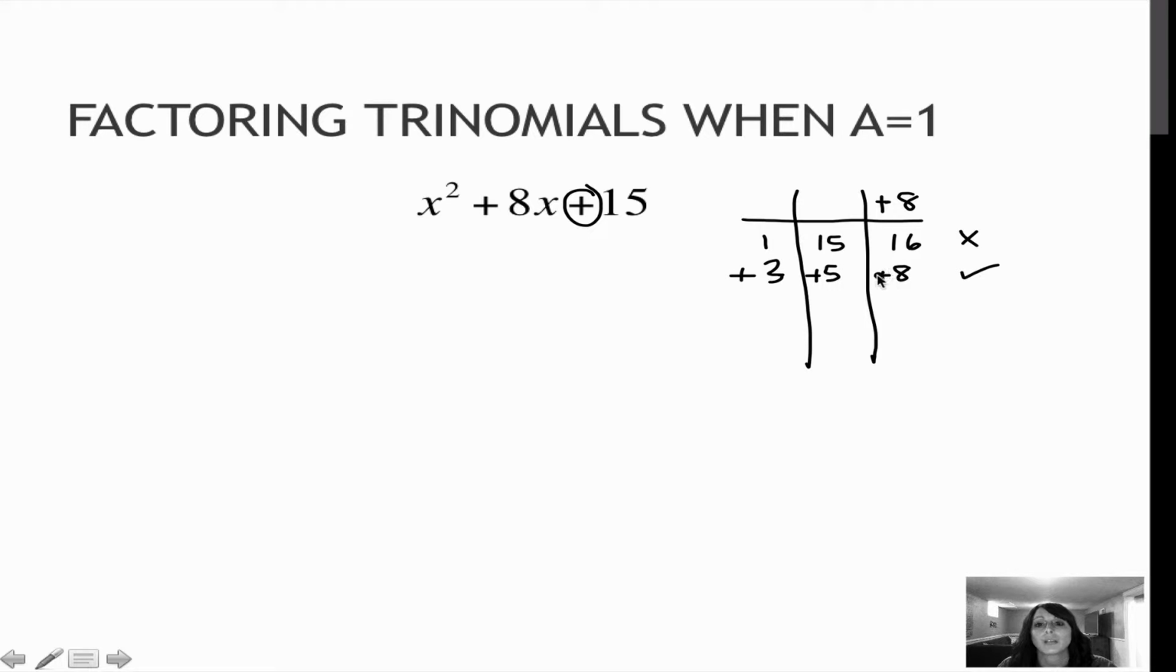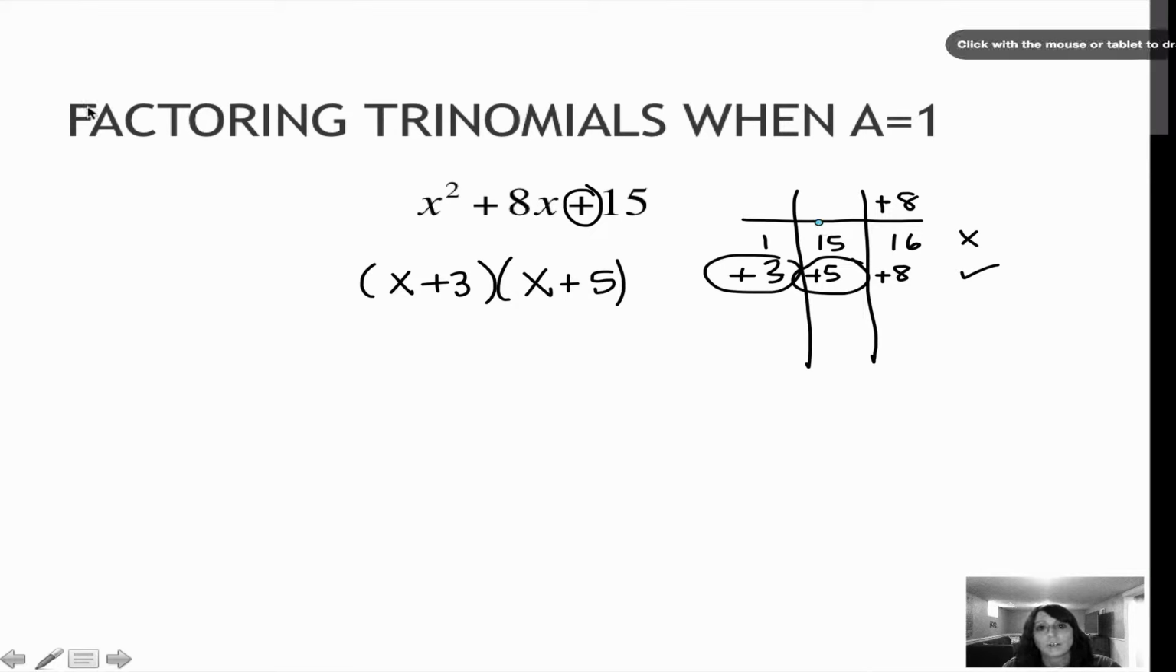These are the values that I'm going to use in my binomials. So here I'm going to factor this into x plus 3, the plus 3 from right here, and x plus 5, the plus 5 from right here. I have a lot of students who get confused by that because they say, I'm looking at the original and the original has a squared, and when I broke it down, it's not squared anymore.